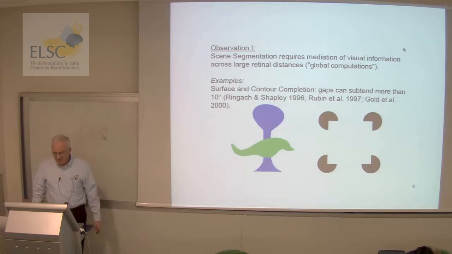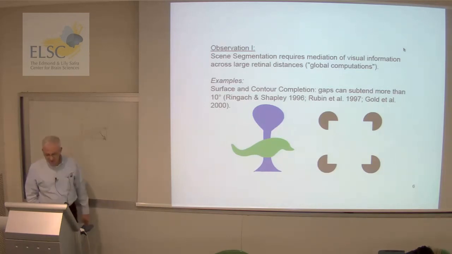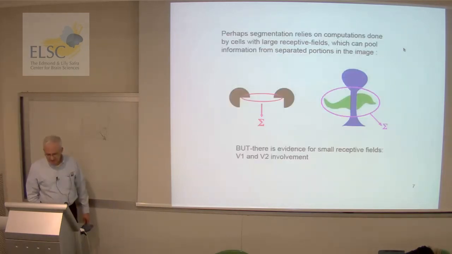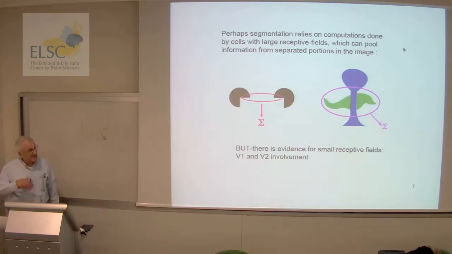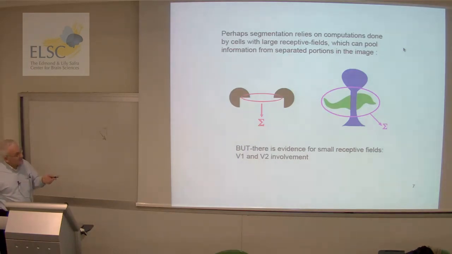So the question is, how can you do that? Because when you finally measure it, you find out you can complete over a very long distance. And so it's possible that segmentation in this illusory contour context relies on cells with large receptive fields. That's certainly one possibility that people have proposed, that there are elements with very big receptive fields that can knit together signals from very long distances, and you can sort of see the completed figure by summing up the signals from all over the place.